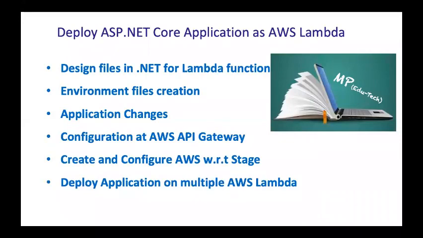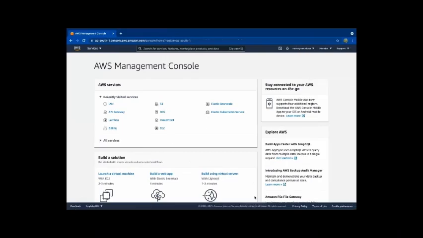Today I'm going to show you how to deploy an ASP.NET Core application as AWS Lambda for different stages and for different environments. So we'll quickly start. This is my AWS account where I have already logged in.